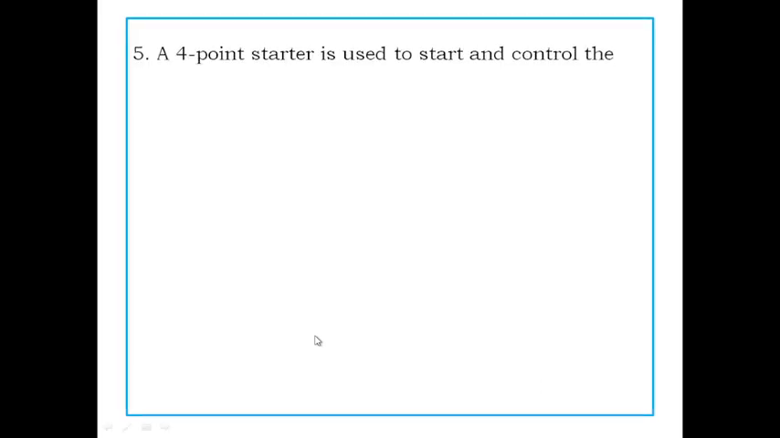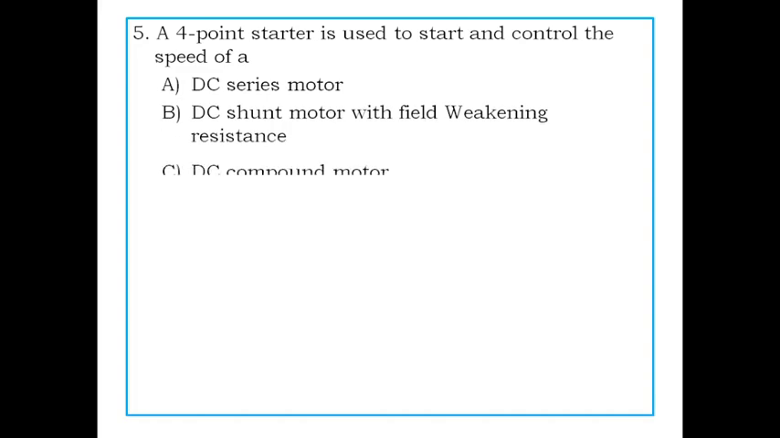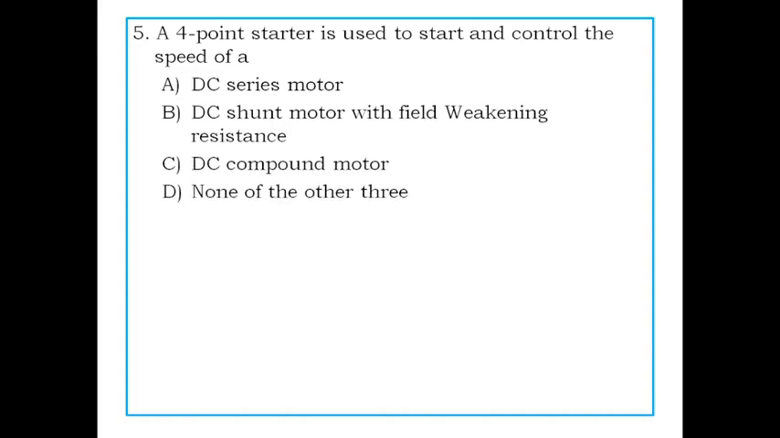Now let's move on to the fifth question, and it will be the last question for this video. A 4-point starter is used to start and control the speed of a dash. So there are four options given: DC series motor, shunt motor, compound motor, and none of the other.